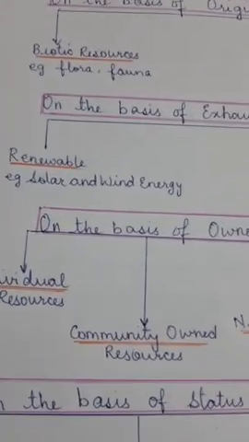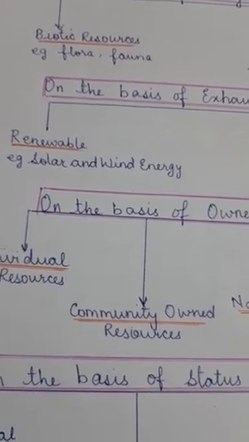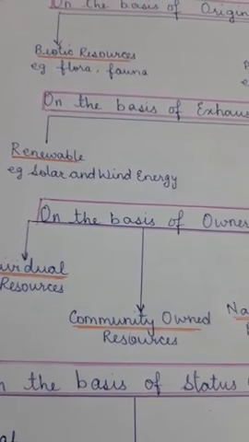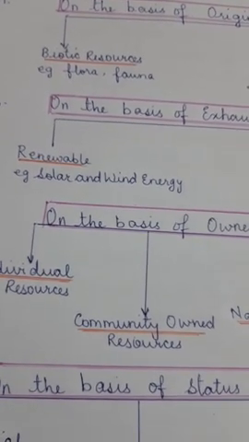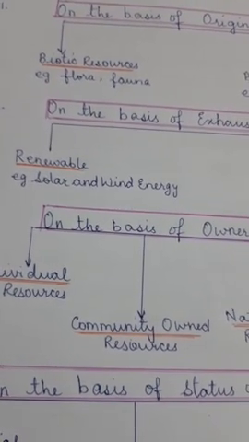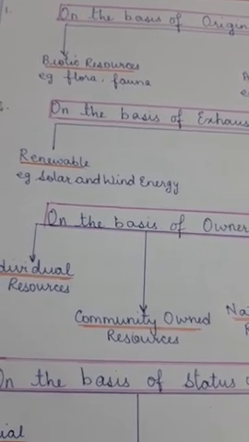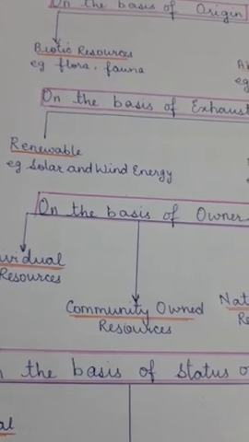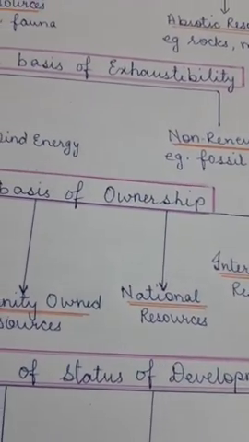Now, community-owned resources are those resources which can be used by all the members of that particular community, like the burial grounds, the village pond, picnic park areas, etc. So, the whole community has got the right to use them. Then we have national resources, which are very important.